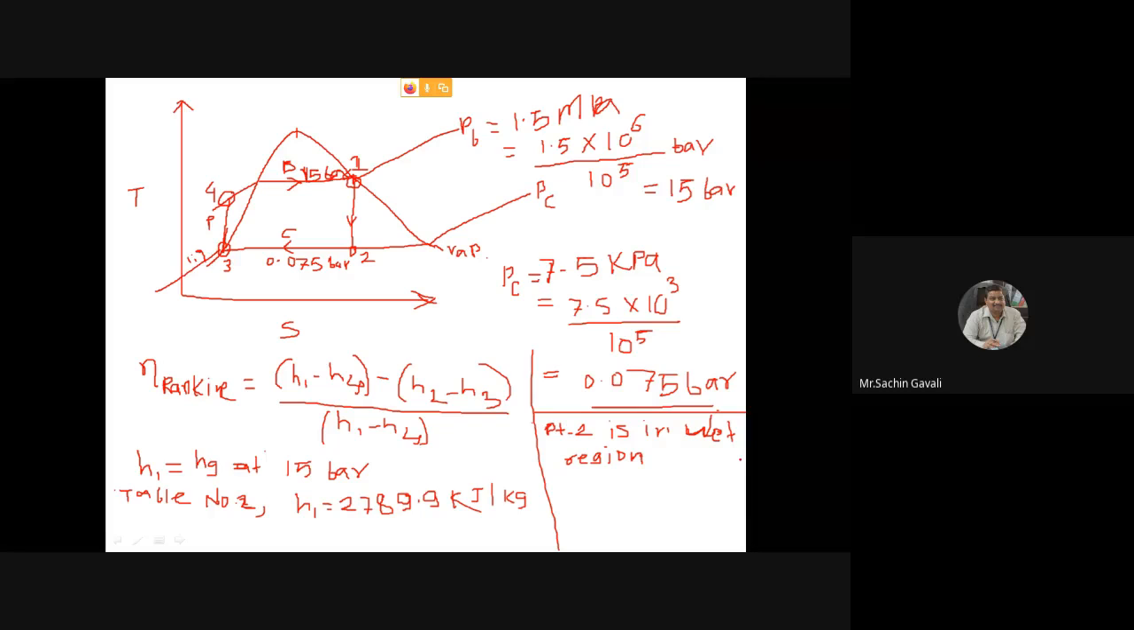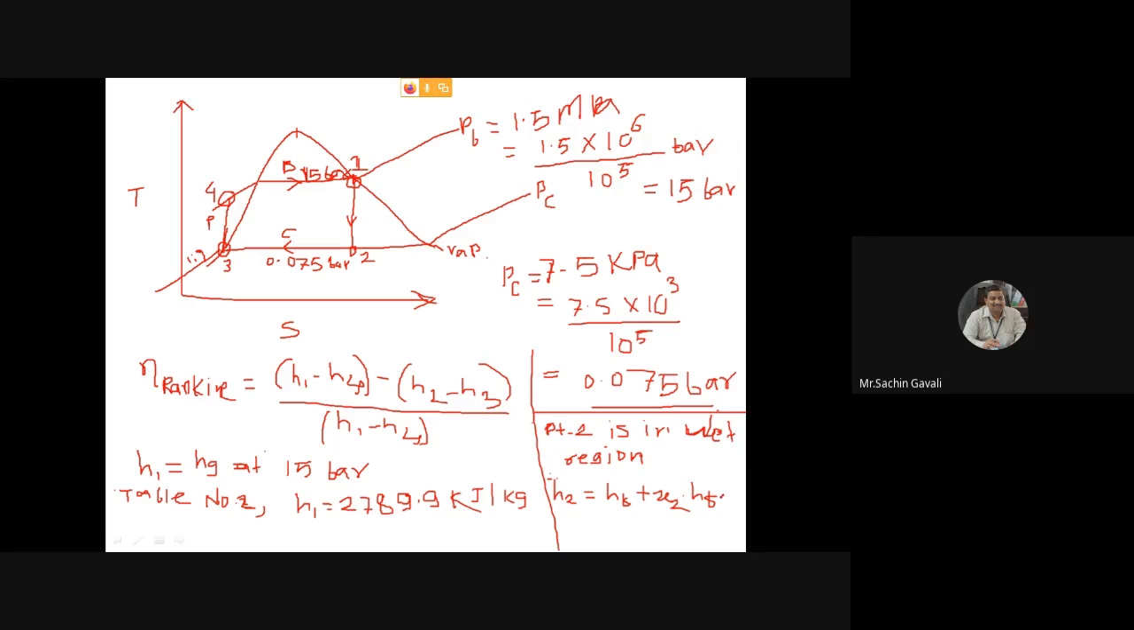Point 2 is in the wet region. Then how to calculate the enthalpy of wet steam, or wet region property? Anybody know? H2 is equal to Hf plus x into Hfg. It means shall I write x2? For point number 2, the dryness fraction is x2, and the latent heat will be Hfg.